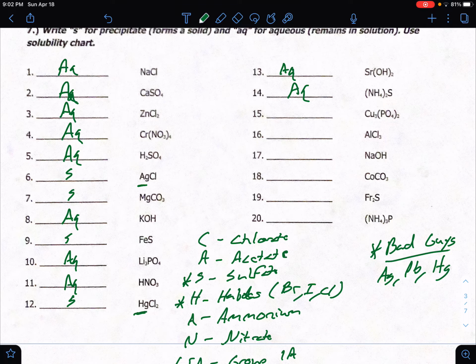Copper's not on my list. Phosphate's not on my list. Okay, so this is going to be a solid. Aluminum's not on my list, but chlorine is, and aluminum's not a bad guy, so this is aqueous.